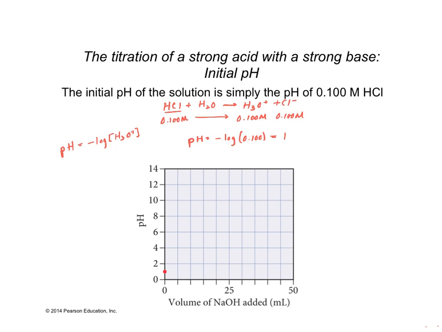Okay, so the first point in this titration, calculating the initial pH before we've added any NaOH, is essentially just calculating the pH of this acid solution. You just take the minus log of the concentration of strong acid, and that is your first pH.